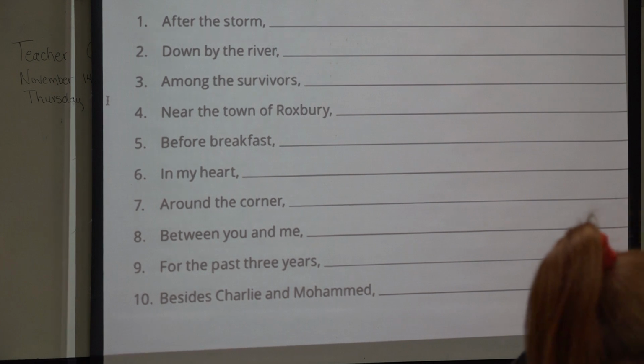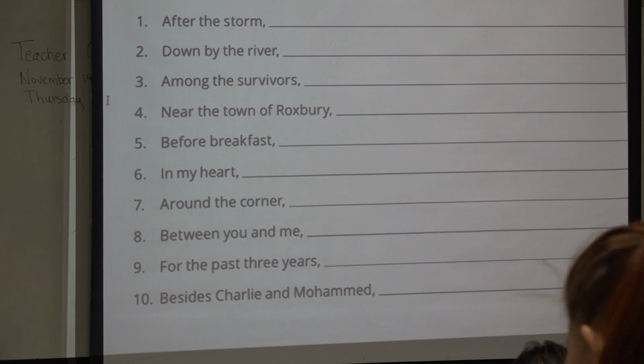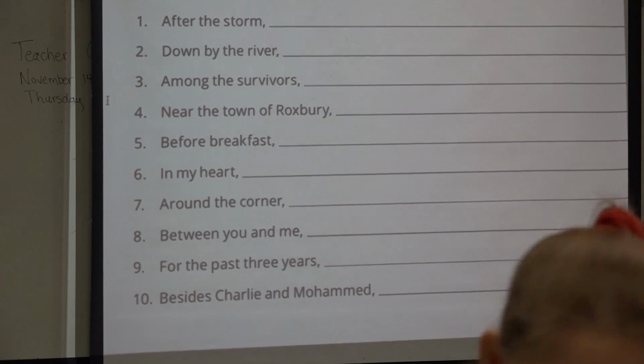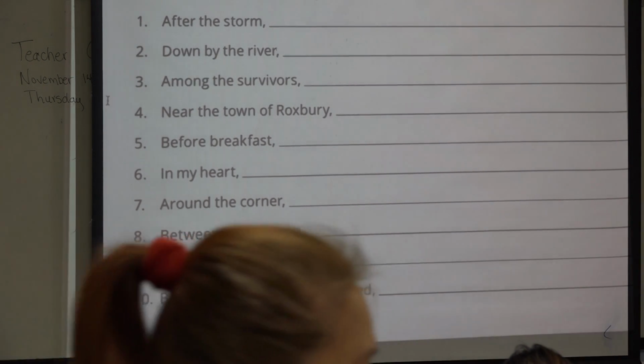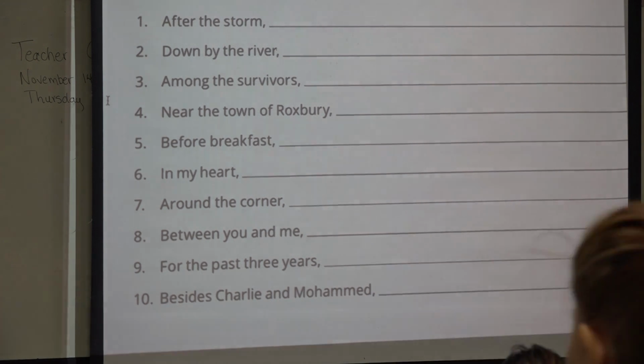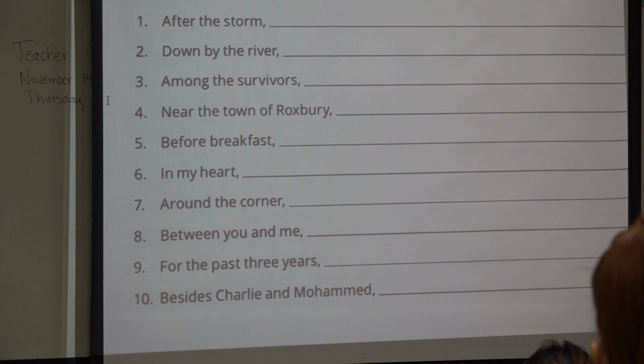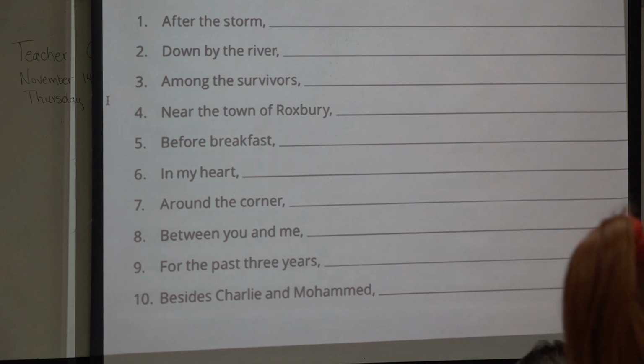For the past 2 years, I have been studying English. Besides Charlie and Muhammad, I was just being honest. Very good. Very good. Good copying. After the storm, I can't read that. Down by the river, among the survivors near the town of Hartsburg.